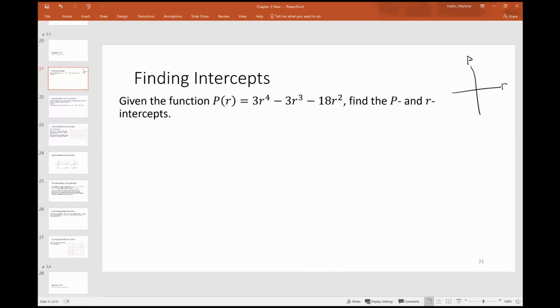In other words, if I want to find the p-intercept for this function, I'm going to need to let r equal 0. So I'm simply going to be finding p of 0, which is pretty easy, isn't it? 3 times 0 to the 4th power minus 3 times 0 to the 3rd power minus 18 times 0 squared. Of course, that's just 0.